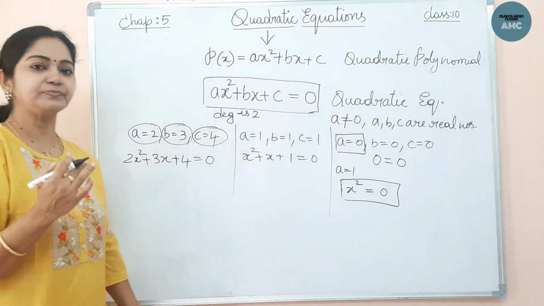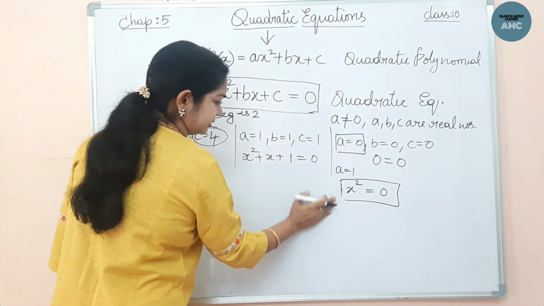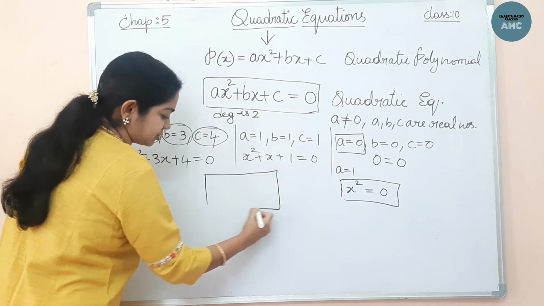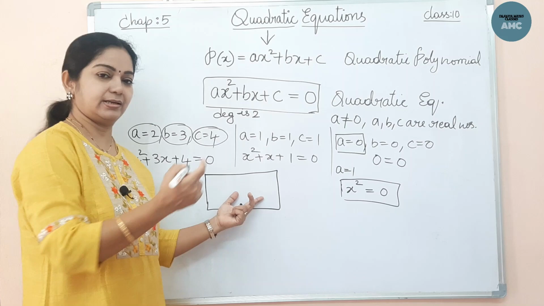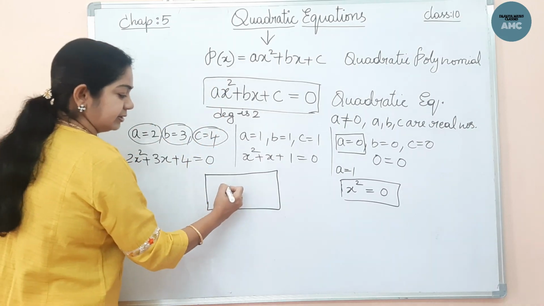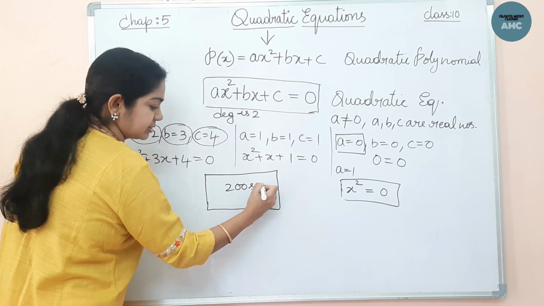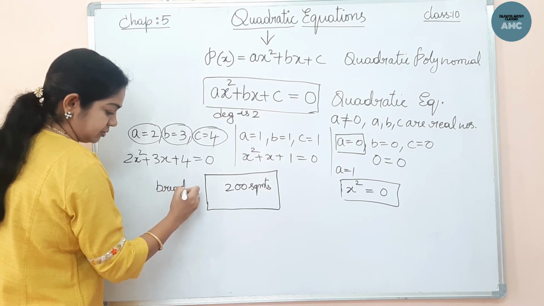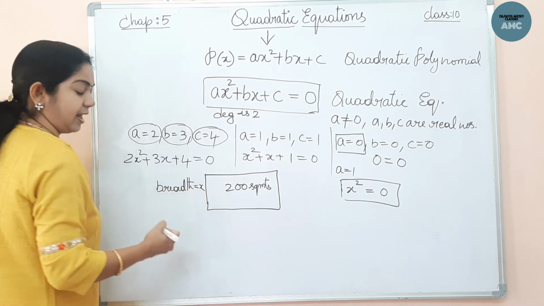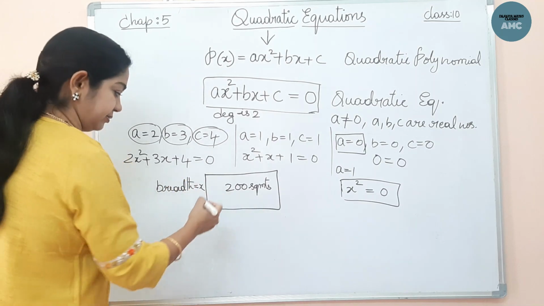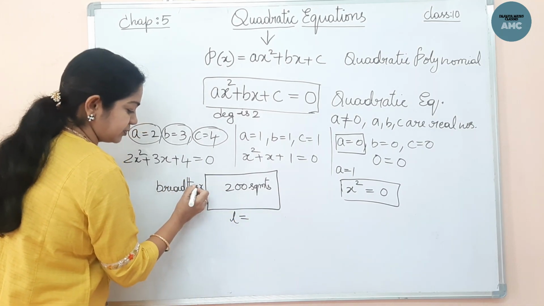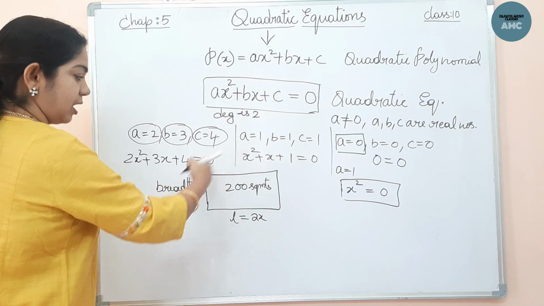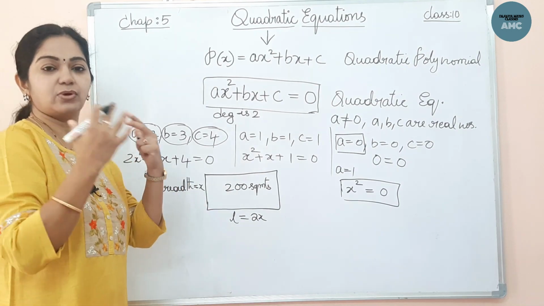Now, let me take another example in our general situations. If you take your classroom, it is a rectangle shaped classroom. Let the area be 200 square meters. Okay, and suppose the breadth of your classroom is x and the length is twice the breadth. So if I am supposing breadth as x, length will be twice x. Okay, so how will we write this in the form of a quadratic equation?